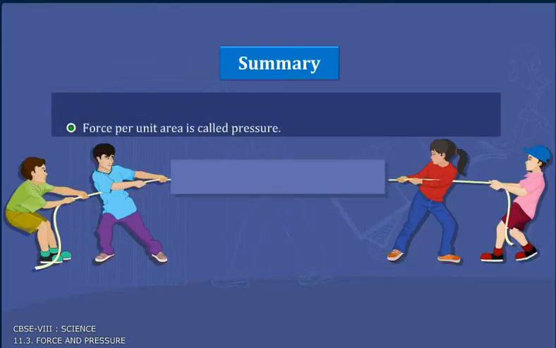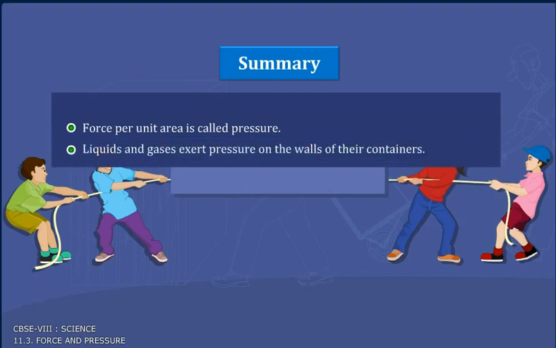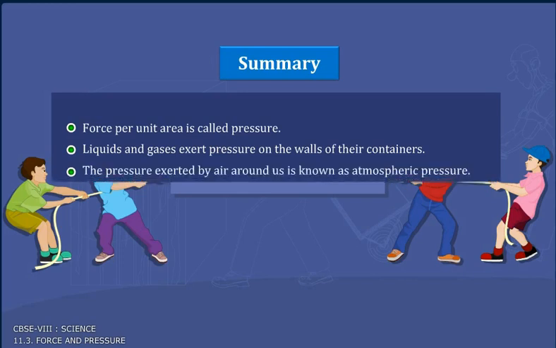Summary: force per unit area is called pressure. Liquids and gases exert pressure on the walls of their containers. The pressure exerted by air around us is known as atmospheric pressure.